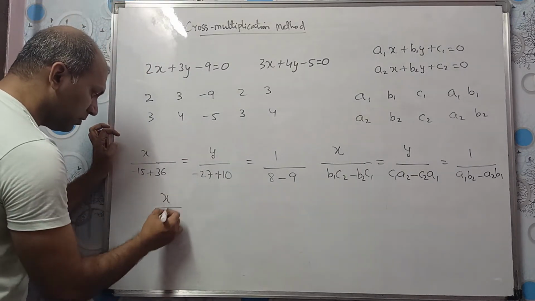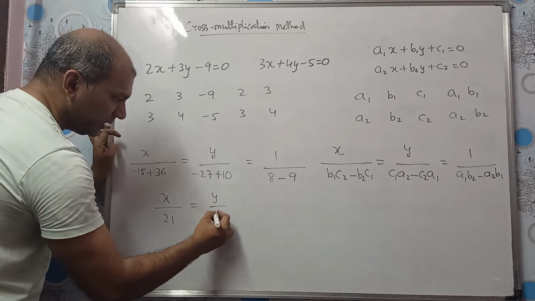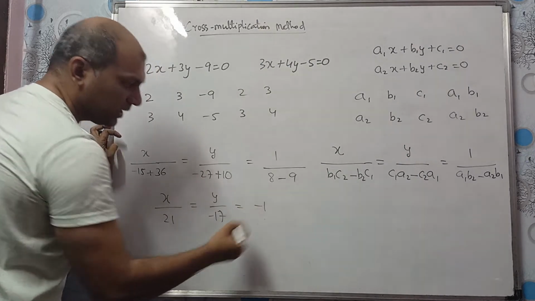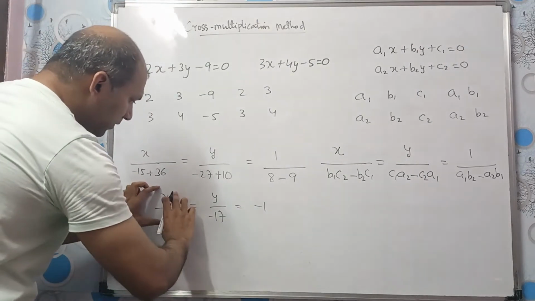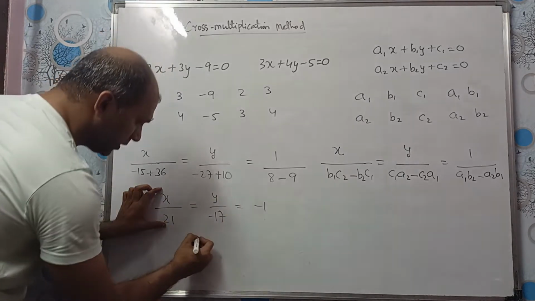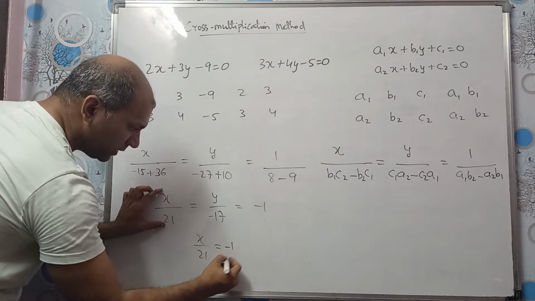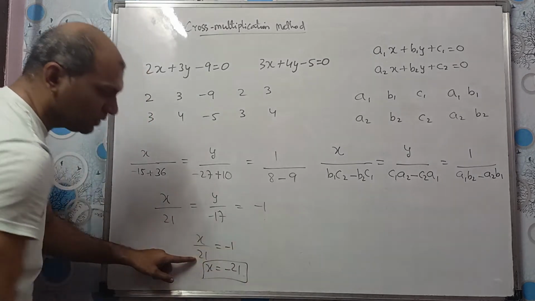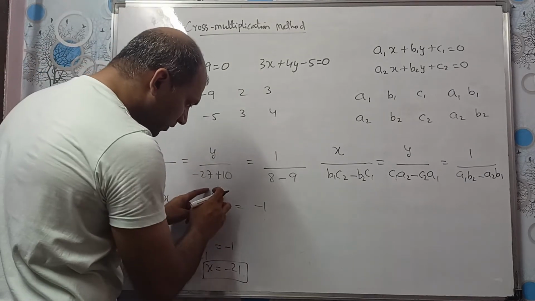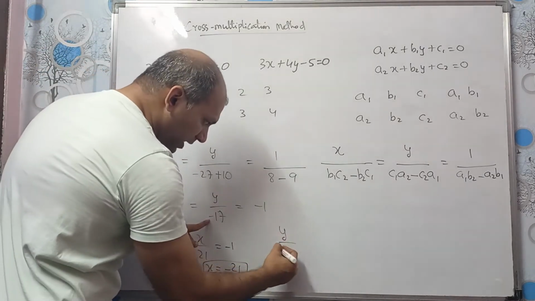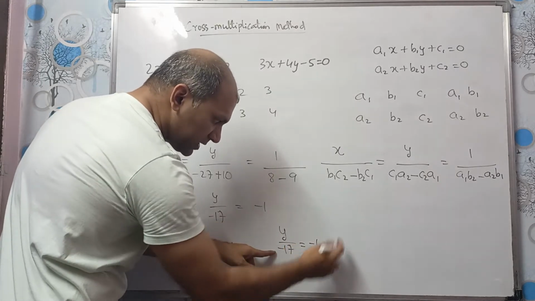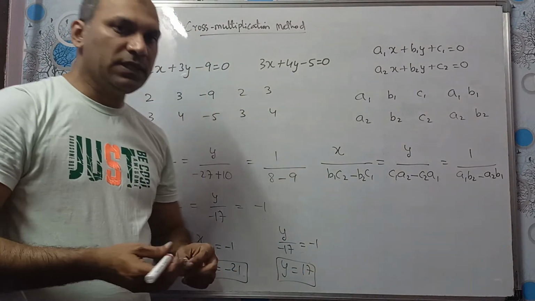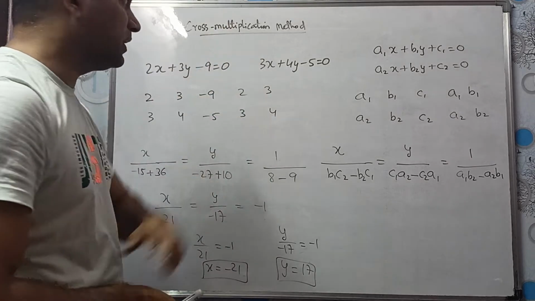Now x by, how much is this? This is 21, is equal to y by minus 17, is equal to 1 by minus 1. 1 by minus 1 is equal to how much? Minus 1, right? Now if you want to find the value of x, take x by 21 and minus 1. So this is x by 21 is equal to minus 1. So x will be minus 21, right? 21 goes on the other side, it will multiply. x is minus 21. If you want to find the value of y, take this 2. y by minus 17 is equal to minus 1. This minus 17 goes on the other side, it will multiply, it will become plus 17. So minus 21 and plus 17 were the answers, right? This was the solution of these two linear equations.